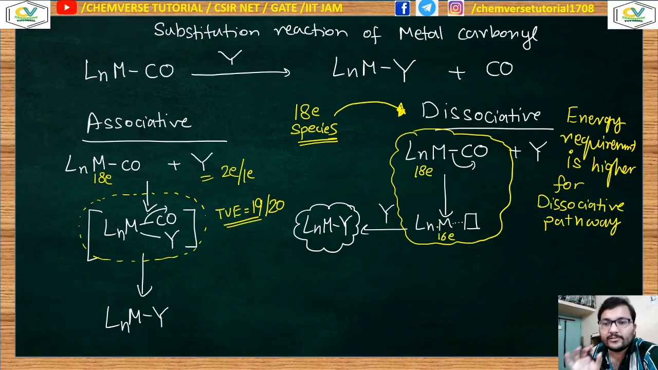So, for 18 electron species, it is better that it goes via the dissociative pathway. But it's not like it will always go via the dissociative pathway, because there may be some amount of molecular rearrangement or flexibility of the ligand that will help it to follow the associative pathway. Now moving on to one example of this kind of substitution reaction.